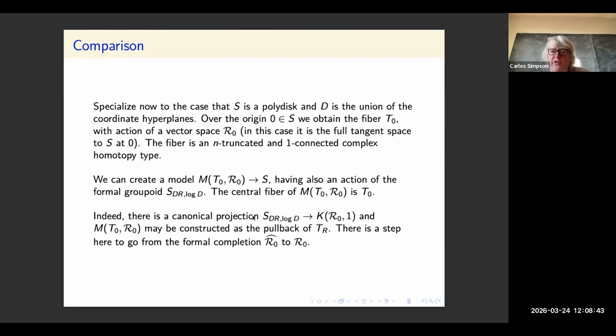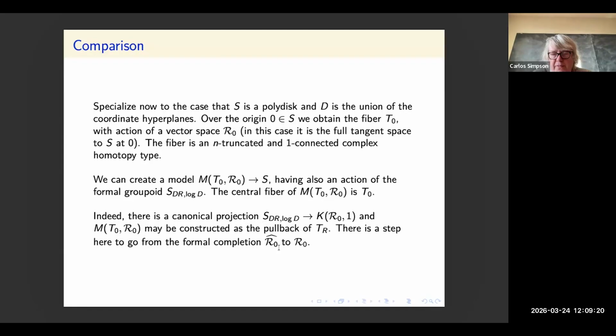then just as for the case of logarithmic connections, we can actually just make a model. The central fiber T0 has an action of the vector space R0, and we can just make a model for that action on the homotopy type. Creating that model is actually relatively easy in this case. You can just look at a canonical map to the R01 space and just pull back the TR. That gives you a model.